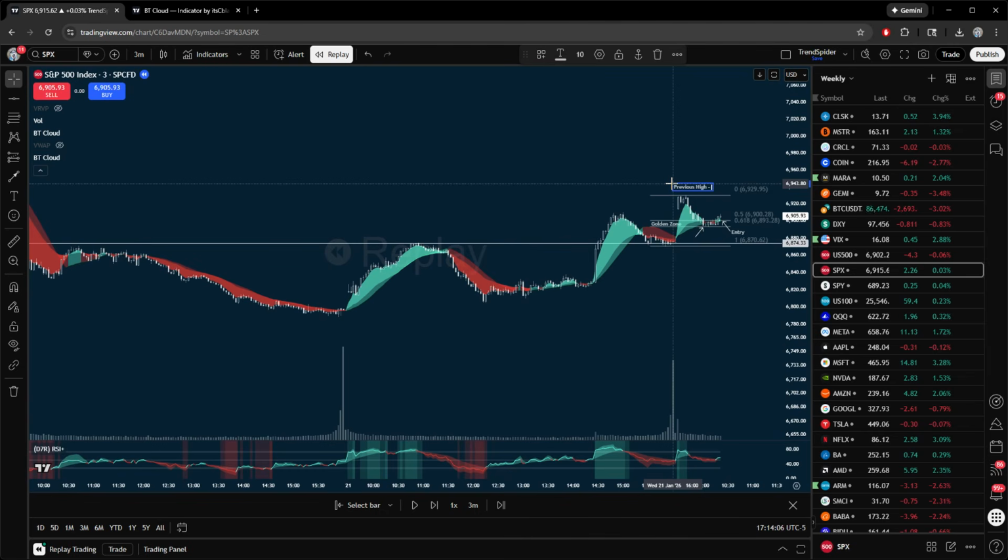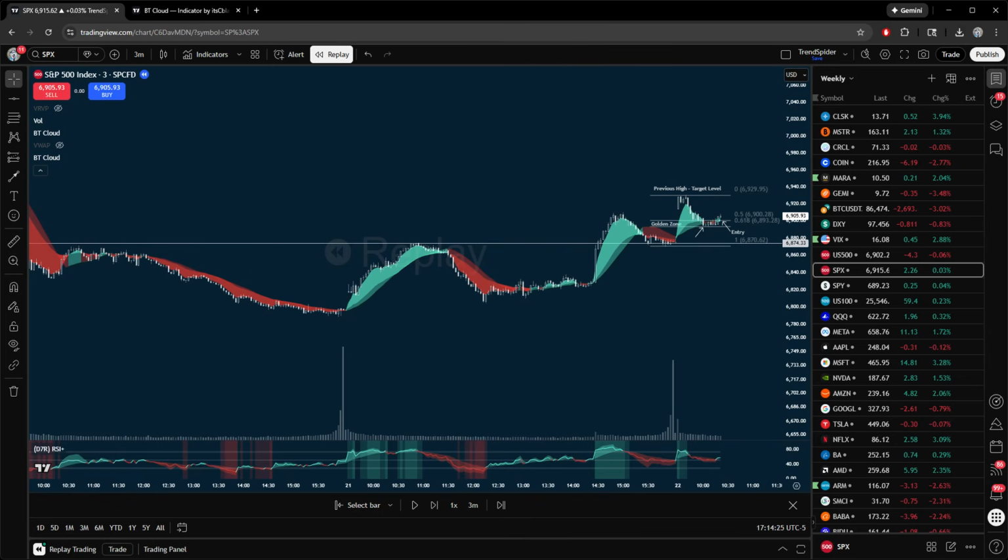The delta is 0.2, which is perfect. This gives us the right balance of leverage and risk. The bid-ask spread is tight, which shows good liquidity. This is important for easy entry and exit. Perfect. This strike meets all our criteria. I'm entering the trade. I'm placing my order and filled.